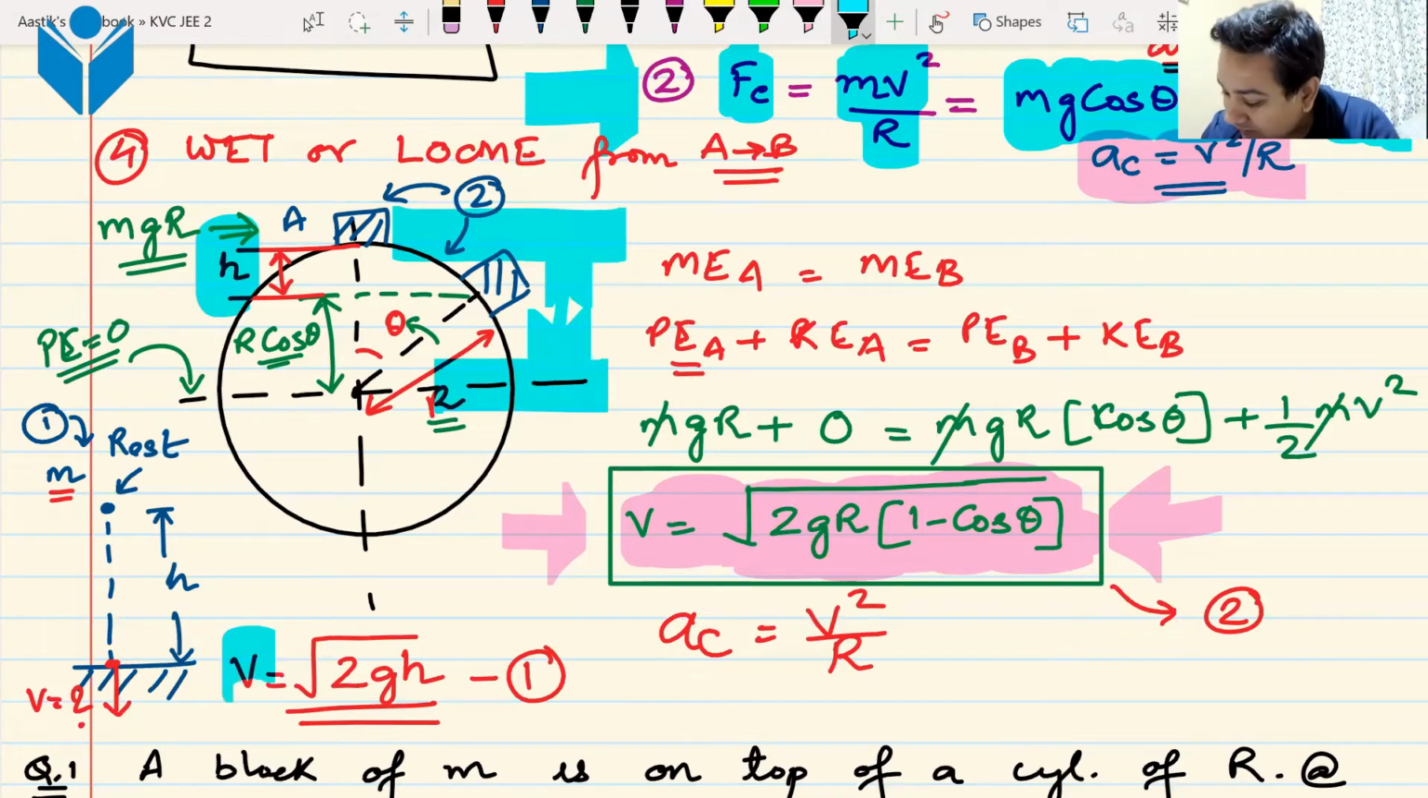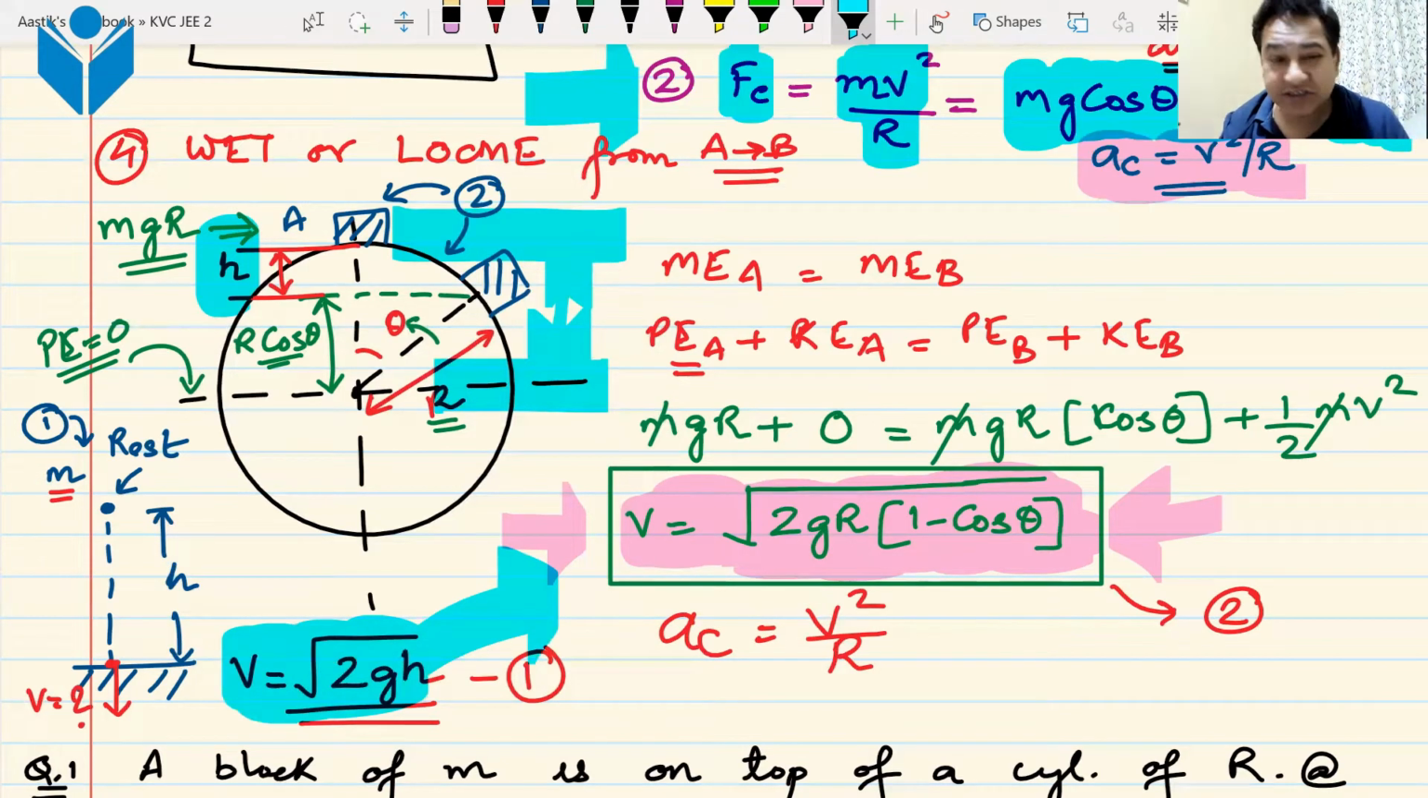So this formula and this formula are exactly same. Nothing has changed. The only thing is here the value of h is r into 1 minus cos theta. The basic principles remain same everywhere. So the formula is still same. This is not a new formula that we have derived. Am I clear with what I wanted to say? Can I have some raised hands? Yes, sir. Formula is same.